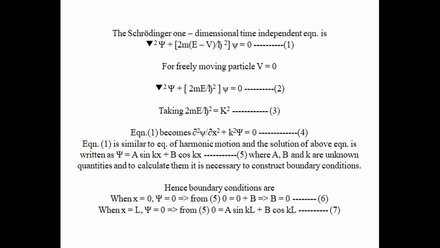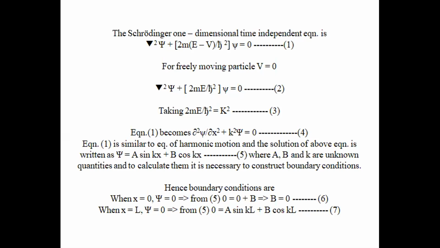The Schrodinger one-dimensional time-independent equation is del square psi plus 2m into (E minus V) by h square psi equals 0. For a freely moving particle, V is equal to 0 within the limits from x equal to 0 to x equal to L. So del square psi plus 2mE by h square psi equals 0. Here I substituted the value V equal to 0 in equation 1. Taking 2mE by h square as k square, some constant, equation 1 becomes d square psi by dx square plus k square psi is equal to 0.